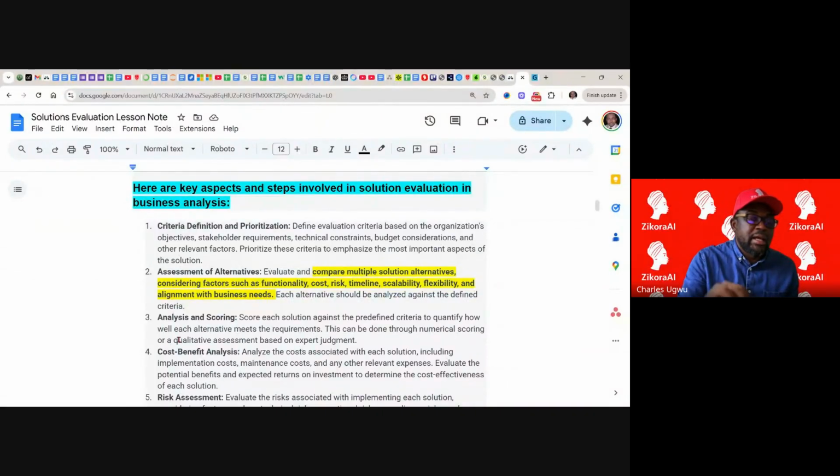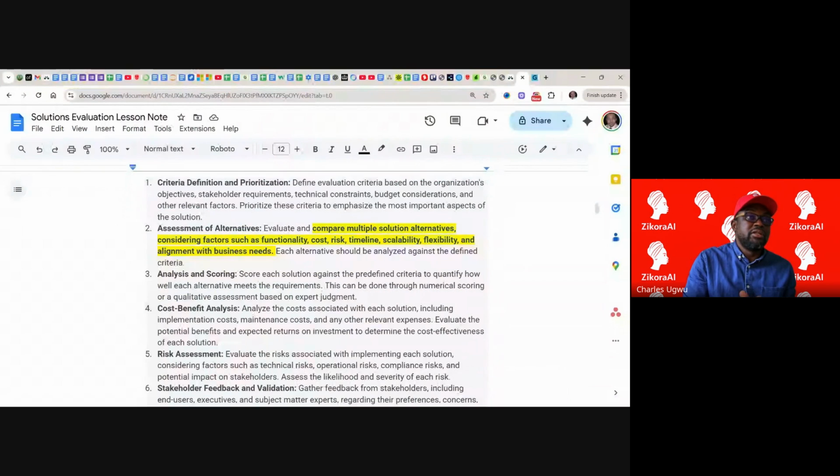And then analyzing and scoring. When you're analyzing, you need to have a benchmark. The easiest way to do it is to use scaling. Use scoring. Say you score every solution. You can use a 5-star rating on a scale of 1 to 5. What is their strength? Use it that way. It's very, very important. As a BA, you must be able to know how to score using this kind of values.